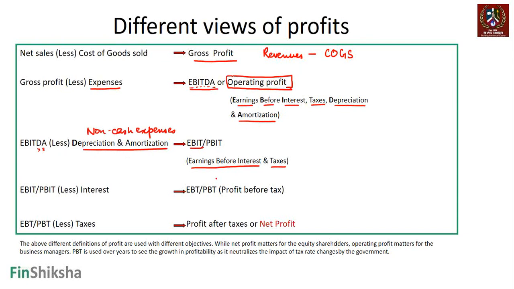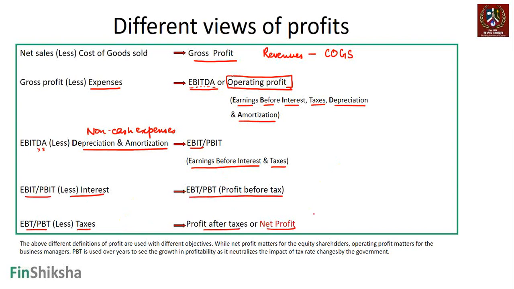Then you pay the interest. Remember, interest is tax deductible. So you first remove the interest, and what you get is profit before tax or earnings before tax, EBT or PBT. On this, there is a tax. So you remove the taxes there and you get net profit or profit after tax, right?